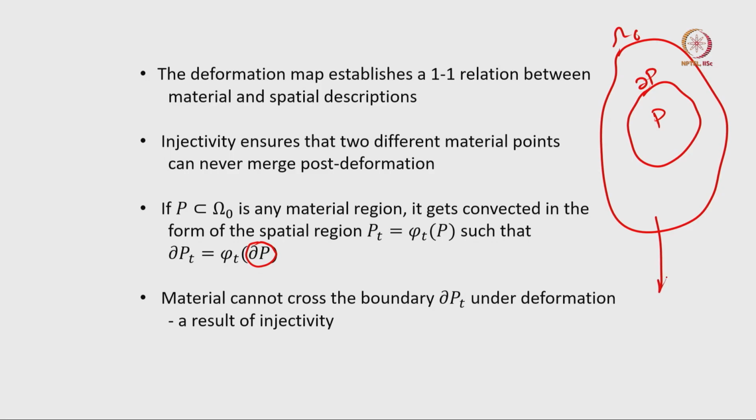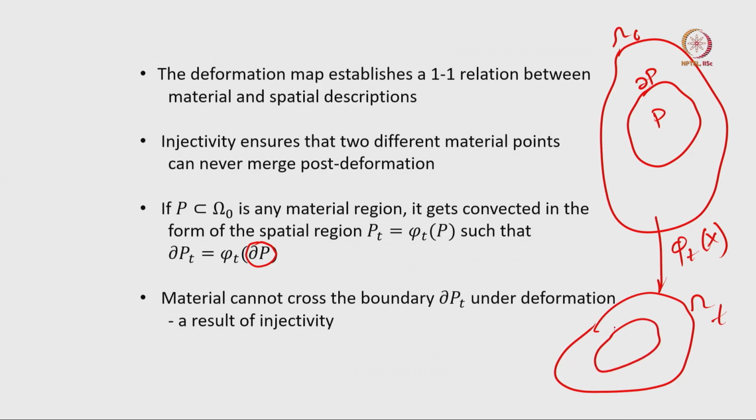There is no space here, so I will draw the deformed configuration here. This is my deformed configuration omega t. This is how P_t, this P mapped under phi_t(X), looks like. So this is my P_t, this is my del P_t, right.